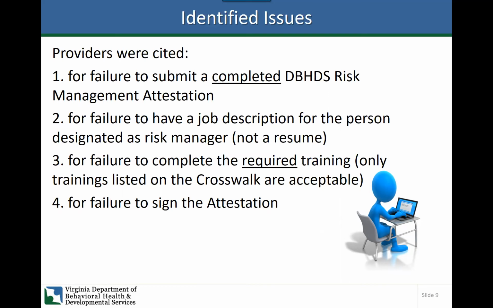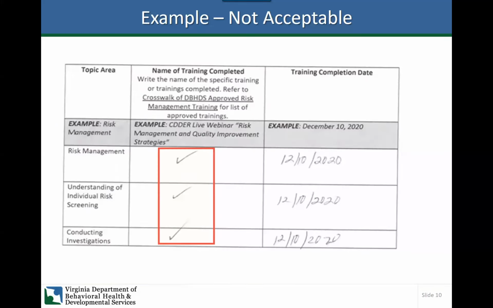Now, we updated the attestation in August and posted it to the Office of Licensing webpage because we included additional information about the Office of Human Rights training on conducting investigations. So if we look at the next slide, we can see an example of one that was not acceptable. The provider did not accurately complete the attestation.